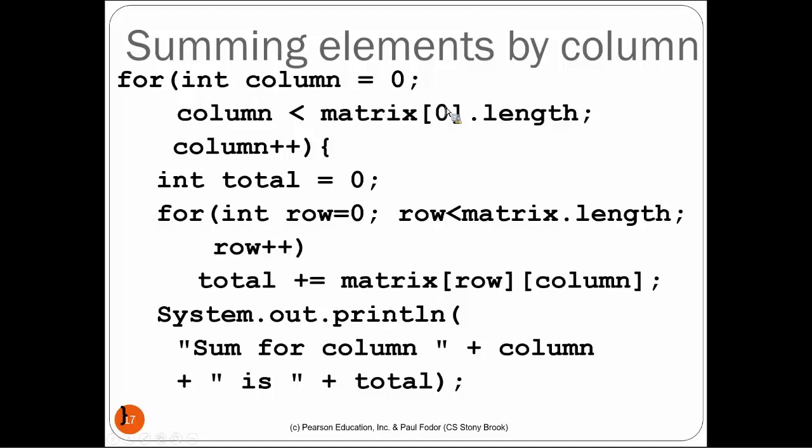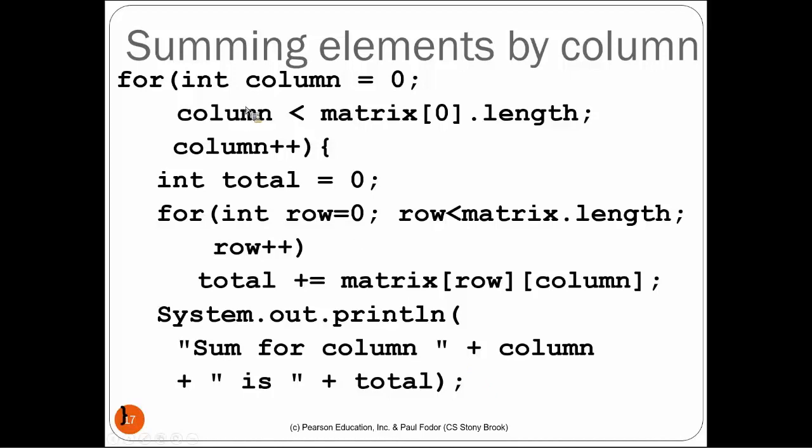First, we iterate over the columns in row 0. For every column, we start a total equal with 0. And for every row in the matrix, up to the length of the matrix, the total is incremented with the element at index row and column. Finally, for every column, we print the total.